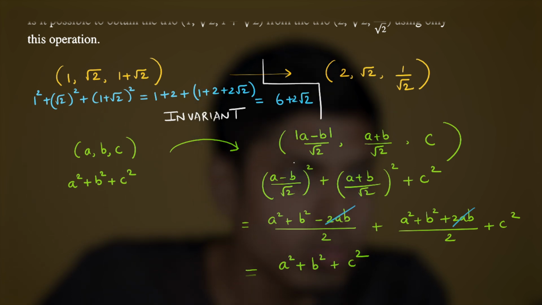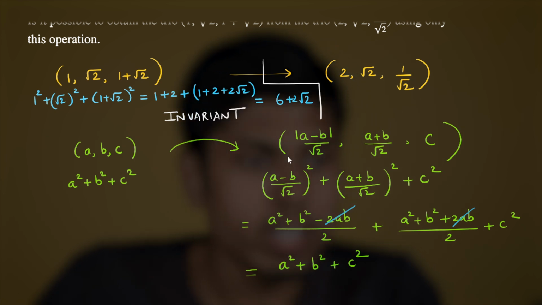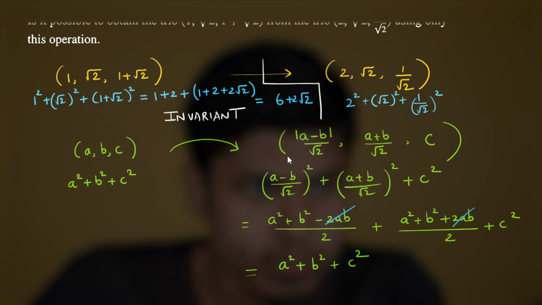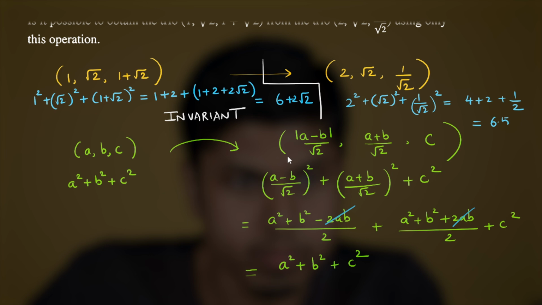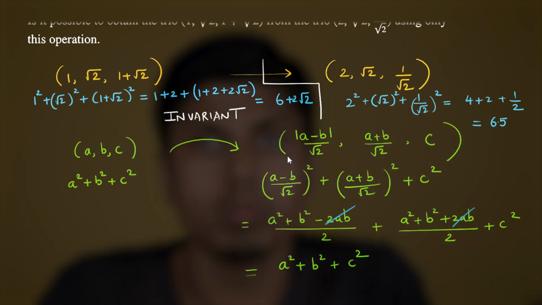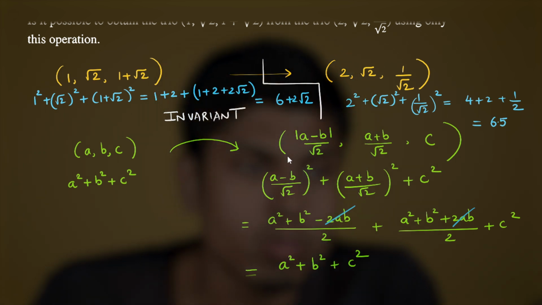Alright, now let's go to the final sequence that we desire to attain. It will be 2 square plus root 2 whole square plus (1 upon root 2) whole square, which will be 4 plus 2 plus 1 by 2. And this is 6 plus half, which is 6.5. Clearly, 6.5 is not equal to 6 plus 2 root 2. Indeed, it's less than 6 plus 2 root 2. So this implies that the final sequence can't be attained. It's infeasible.